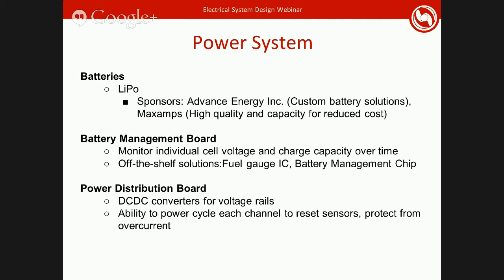In addition, we do some isolation on the board to protect the non-noisy components from the noisier ones, such as thrusters. And then we implement little things such as current sensing, and the ability to toggle each channel on and off, say if we need to reset a specific sensor.